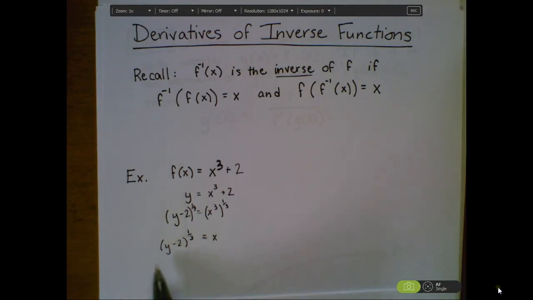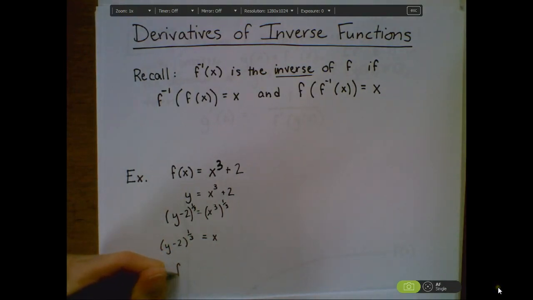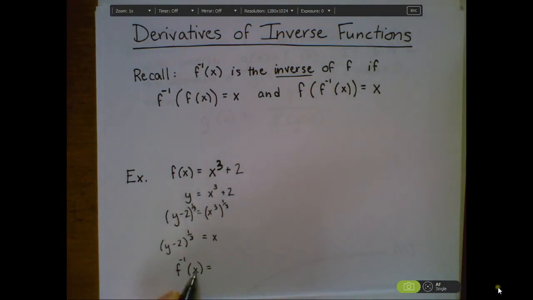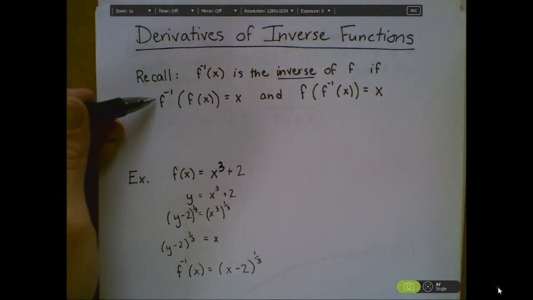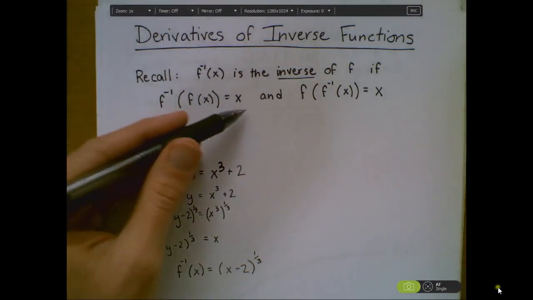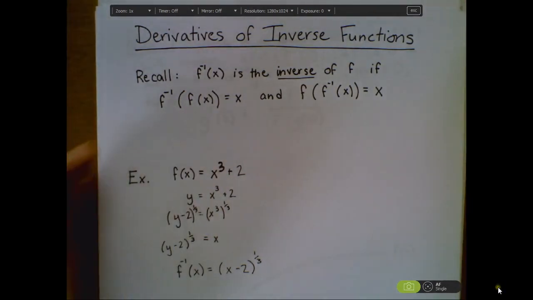Typically with standard notation, instead of having my input be a y and my output be an x, I'm going to flip my inputs and outputs. So when I flip my inputs and outputs, I end up with an inverse function where my input is now an x, and I get x minus 2 to the 1/3. Well, why does this make sense? Let's go back to the original definition and take the composition of f inverse of f to verify at least one direction of this inverse function.